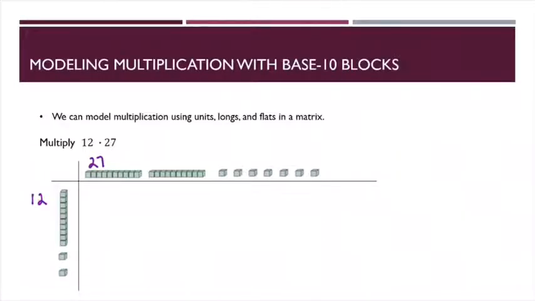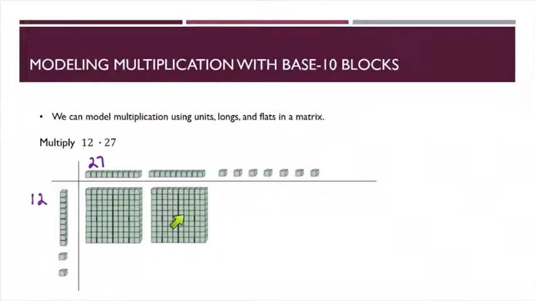Now you can see that if I've got a long and I repeat that this many times, I'm going to have 10 longs. Well, 10 longs together make a flat. So this long times this long makes 1 flat. Also, another way to think of it is to say that we need to put something here that is 1 long tall and 1 long wide, and of course that is a flat. And we'll do the same thing here. So we're going to have something that is 1 long tall and 1 long wide, so that makes another flat.